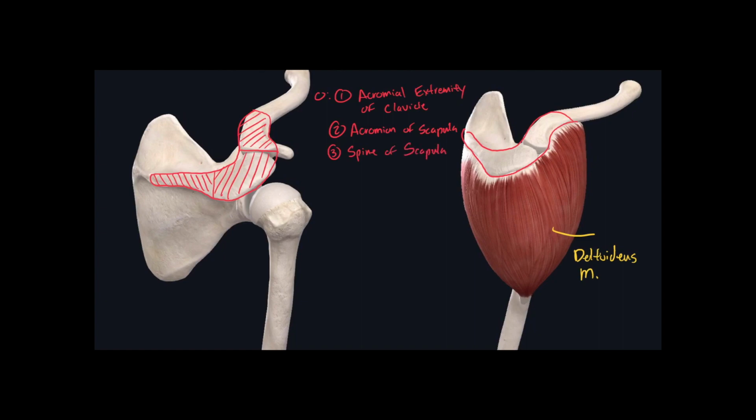Awesome, now let's find the insertion. So if we look down here, the deltoideus muscle seems to be inserting right around here on the humerus. So on the left image, we see this roughened patch found on the lateral part of the body of the humerus. Now what was that roughened patch called again? Well, if we remember, it was called the deltoid tuberosity.